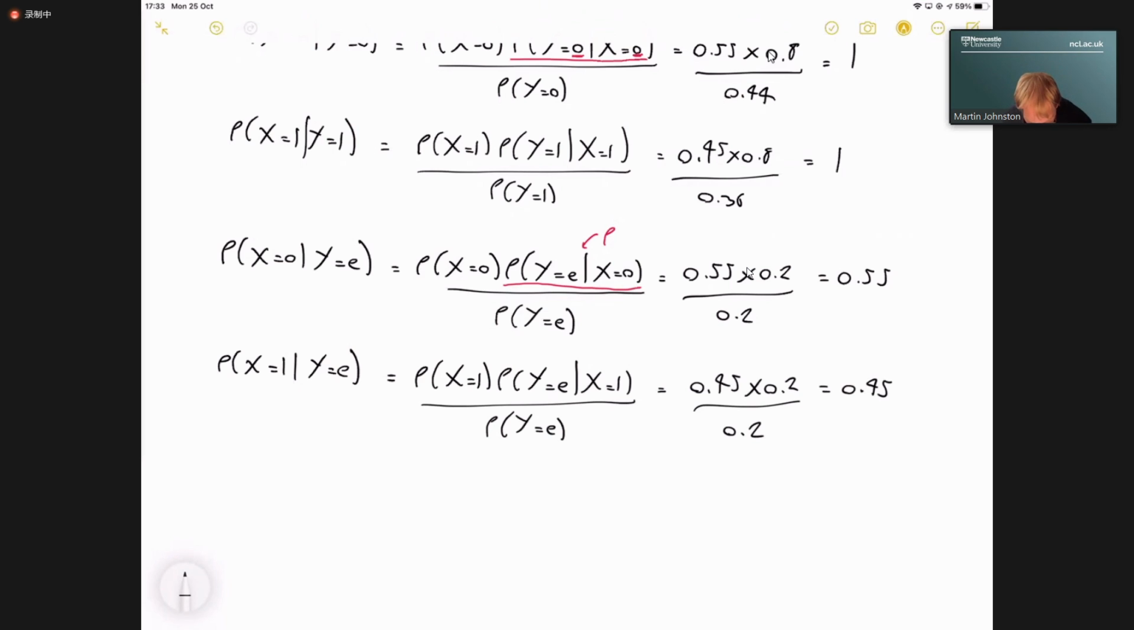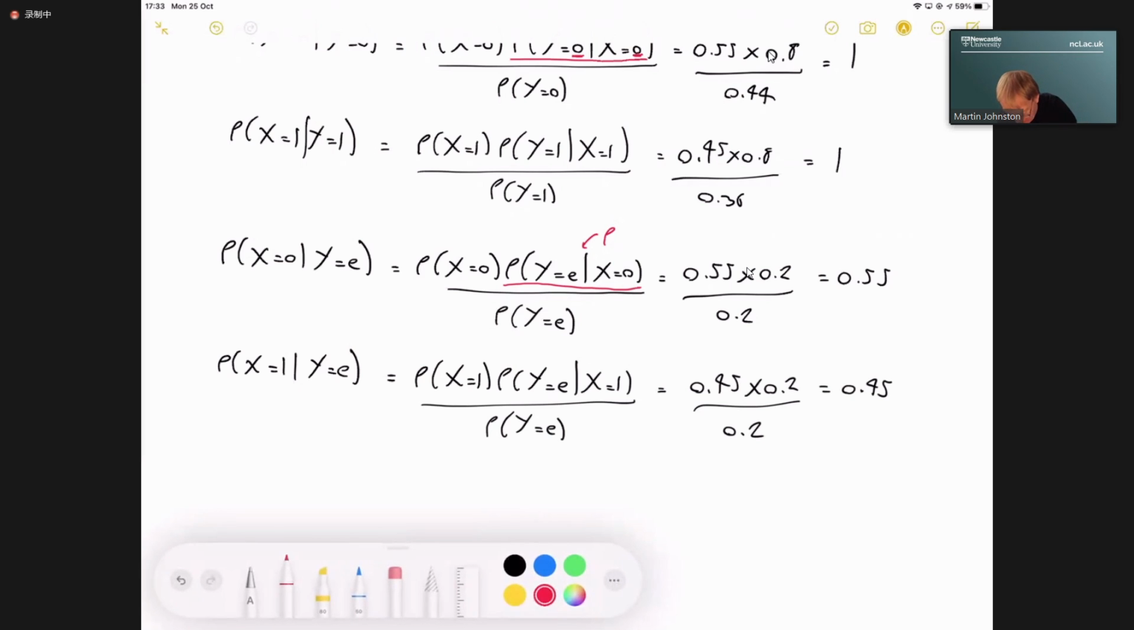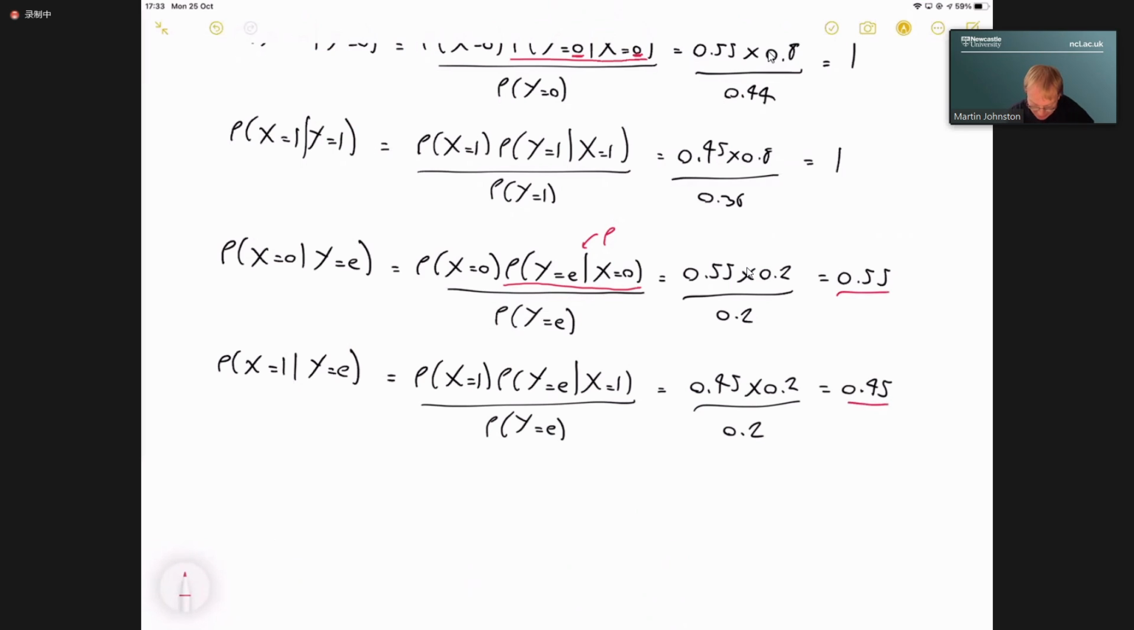So again, the answer is the same as the probability x equals 1. Because as before, it doesn't matter, since the probability of getting an erasure given you transmitted a bit is the same as just the probability of an erasure. So these terms cancel out. You're just left with probability of x.